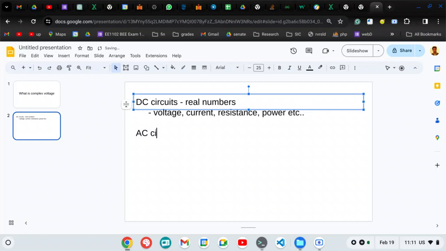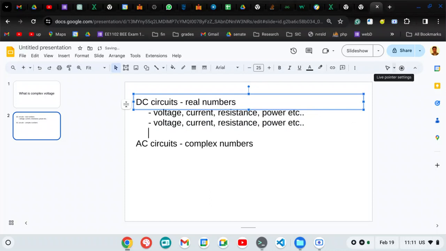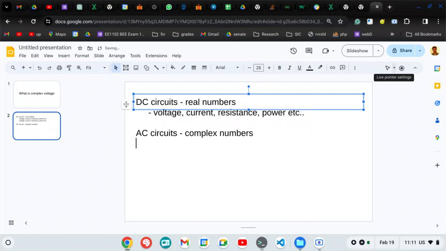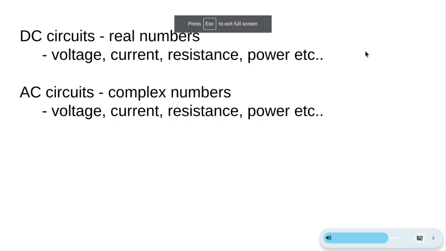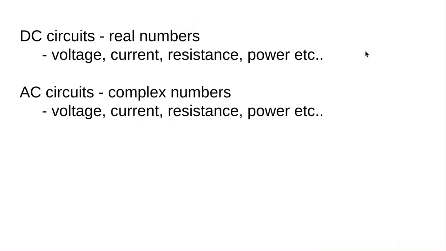So AC circuits, complex numbers. The same things again. Okay, so this is the answer. What is complex voltage? So in DC circuit, we use real numbers. Same Ohm's law, V equal to IR, whatever. In the AC circuit, we use complex numbers. So why? It is not imaginary. It is two-dimensional.